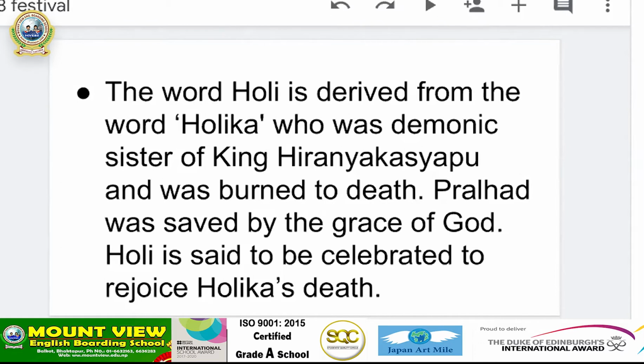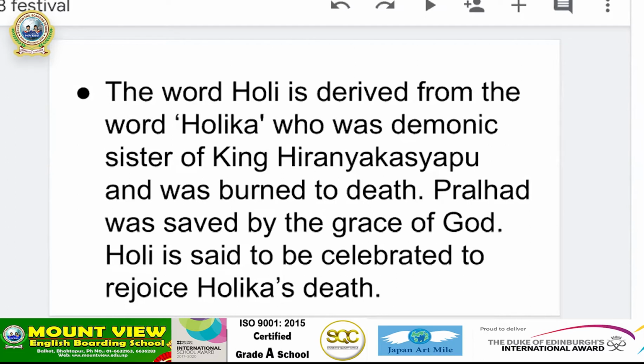The blessing given by Brahma was only meant to be used for a good purpose, not for a bad purpose, but Holika used it for a bad purpose. So as a result, she was burned in the fire. Holika died in the fire, whereas Prahlad was saved by the grace of God.